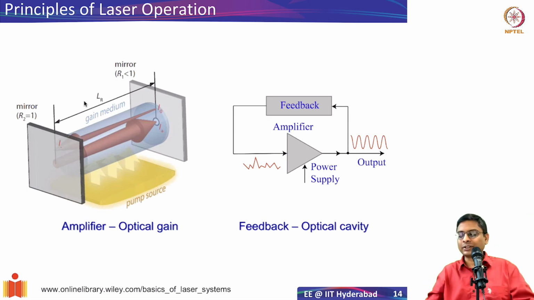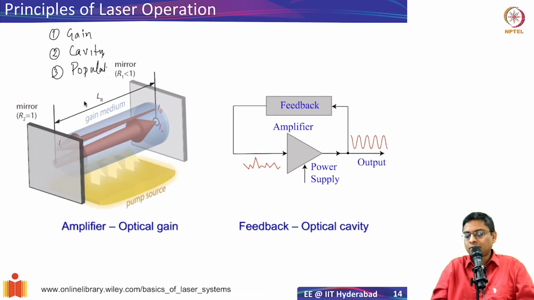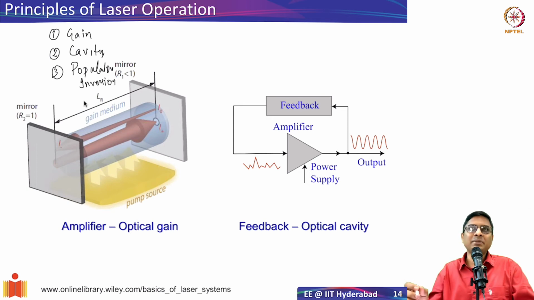So for a laser to operate, we say there are 3 main features. One is that gain is essential, the gain medium. The second is that we should have a cavity. And the third important thing is population inversion. I'll talk a little bit more about the details of population inversion. The first part is the gain medium, and we've understood that. The cavity is basically what is shown here.